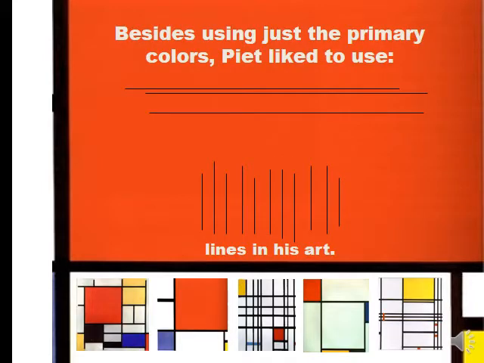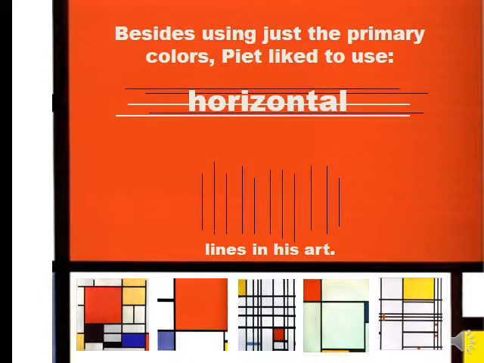Besides using just the primary colors, Piet liked to use horizontal and vertical lines in his art. Like you see in this painting, this is the horizontal line and this is the vertical line, with the primary colors red, blue, and yellow.